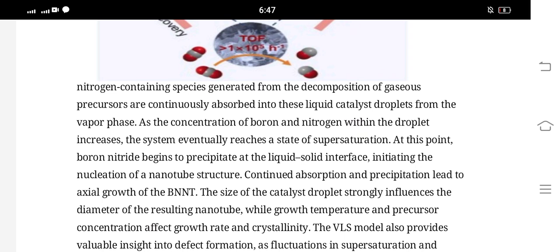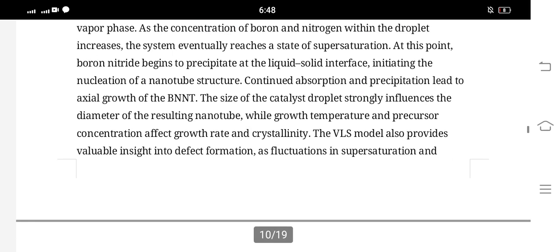Once saturation is reached, boron nitride precipitates at the liquid-solid interface, forming a nanotube that grows axially as more material is supplied. The catalyst droplet size determines the nanotube diameter, while growth temperature and precursor concentration control crystallinity and growth rate.